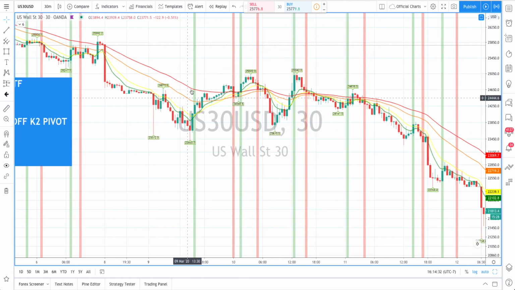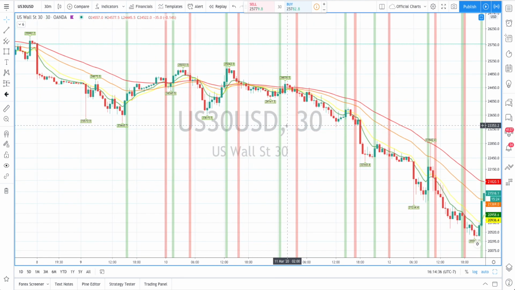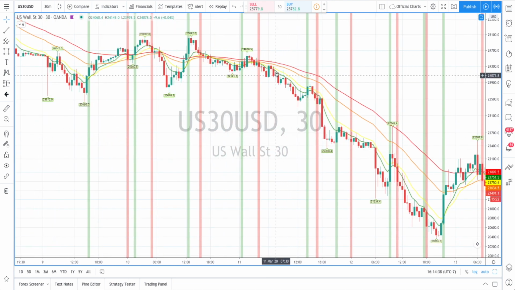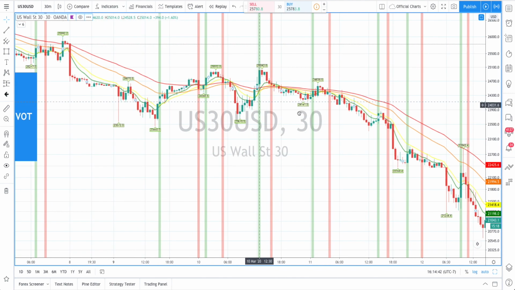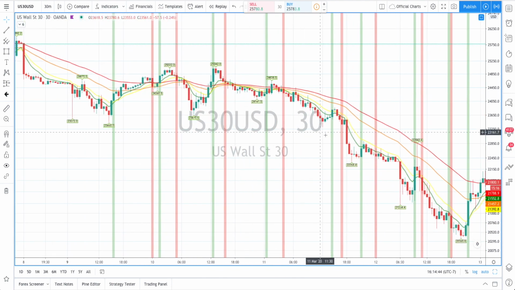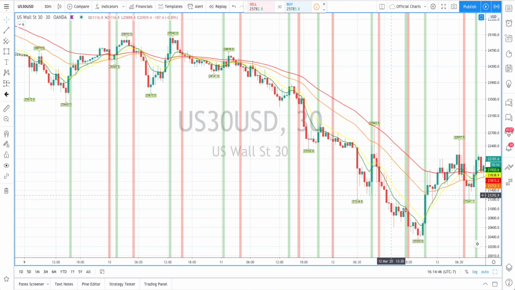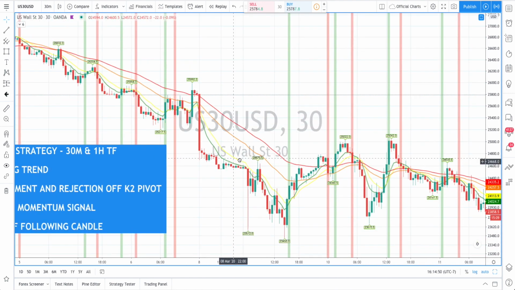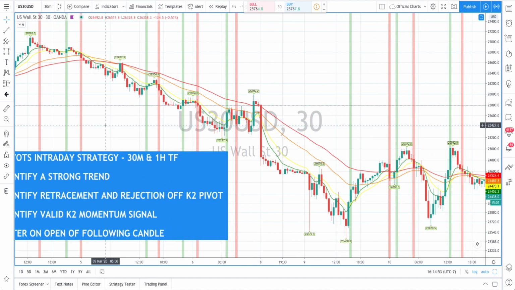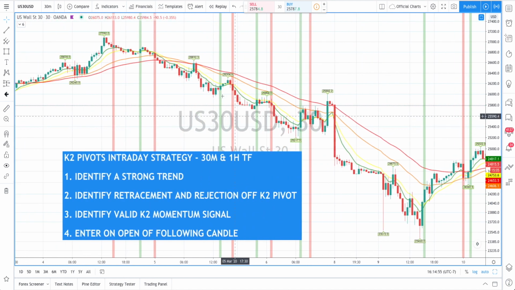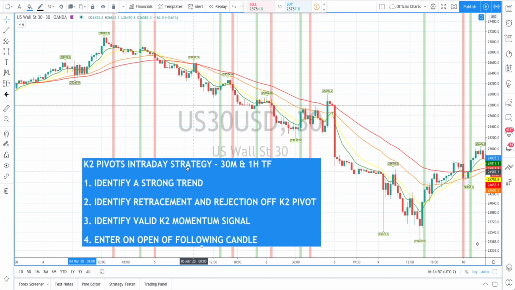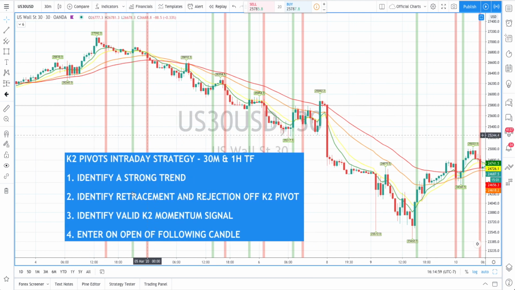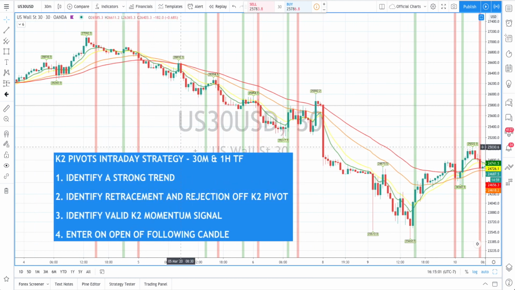You can see that price kind of goes sideways, comes back down, comes up, goes sideways again, before breaking out into another downtrend. You can see right here, the K2 pivots started to spread out like they did earlier, similar to how they were over here. And then you can see price pretty much goes straight down here. So this would be one way to identify a strong trend. Obviously, there's other ways, but if you're going to be using the K2 pivots, that would be the easiest way to identify the trend.